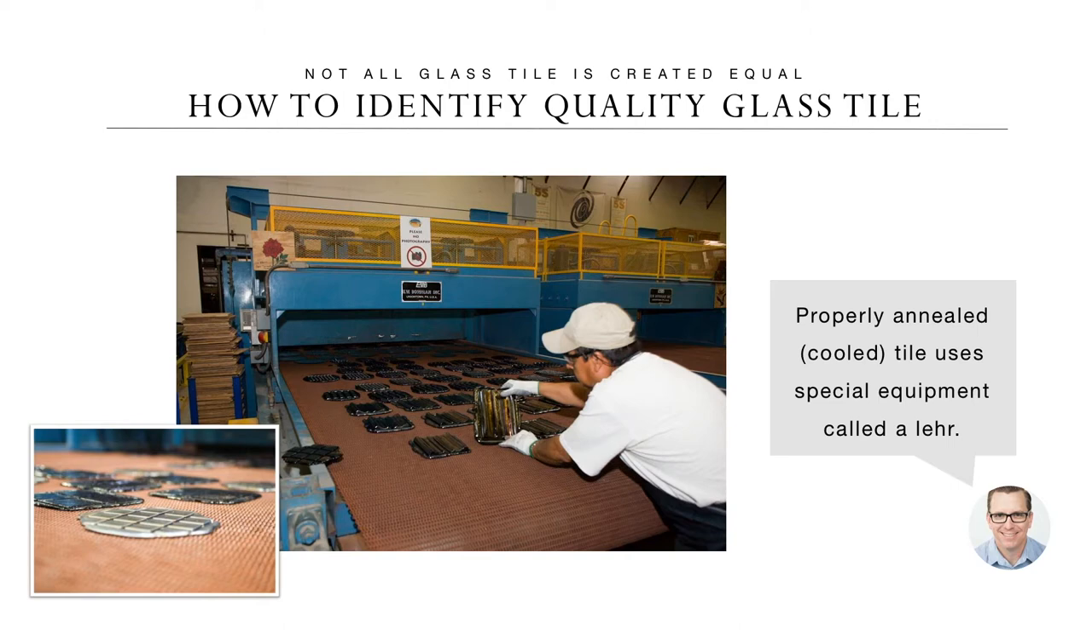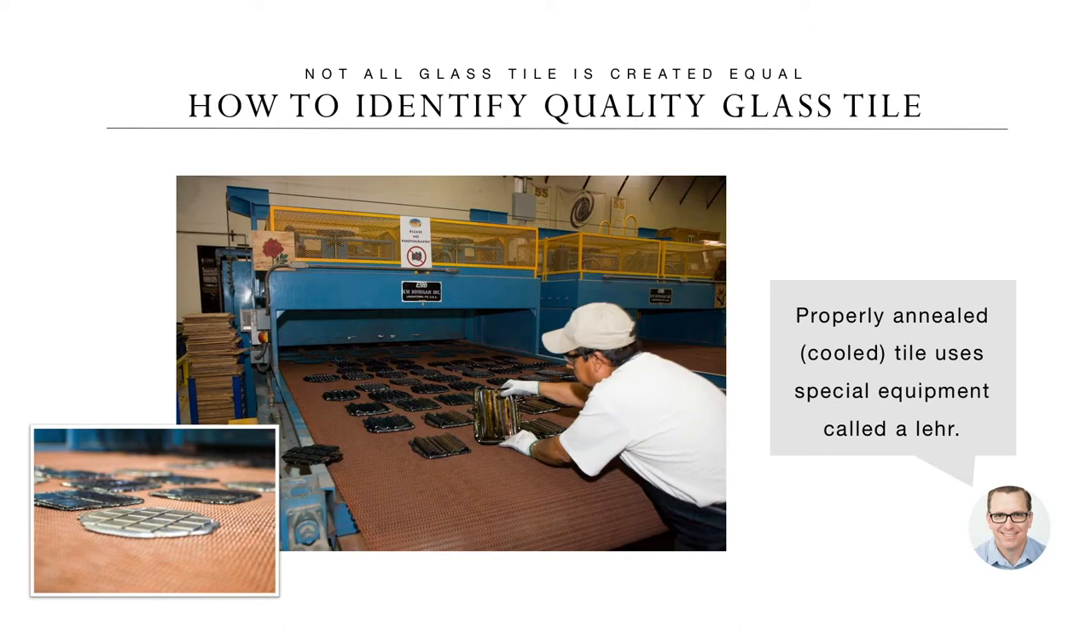It's fairly complex. You have to heat the tile back up to a certain temperature and then move it through very controlled zones of cooling. The process takes about 2 hours depending on the thickness of that material. This is a fairly expensive, labor-intensive, energy-intensive process. You can see here we have multiple lears. Each one of those pieces of machinery costs a lot of money. It does add some cost to the production process, which is why some manufacturers skip it. But it is critical to the performance of the tile.